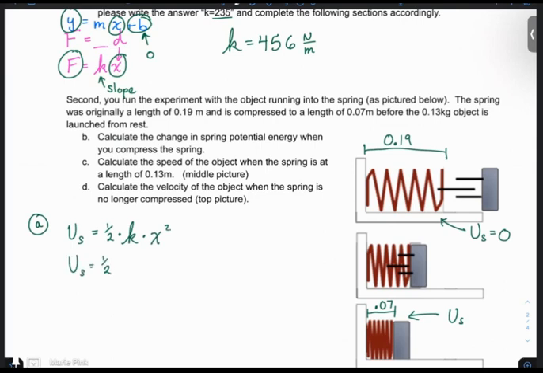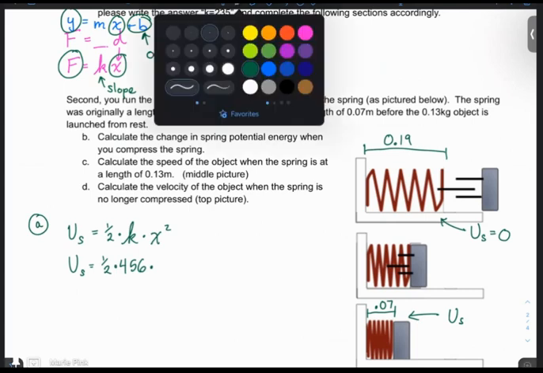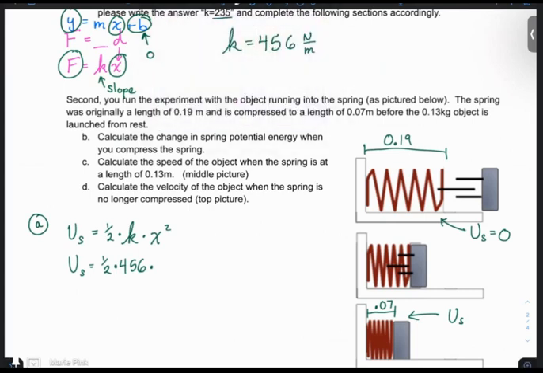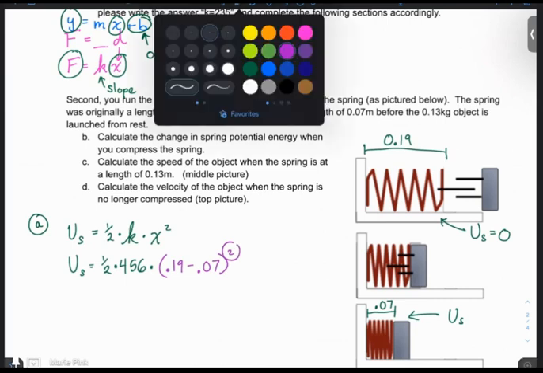My k value was 456. And then for x, I need to find how much the spring was compressed. So it's not going to be 0.19, it's not going to be 0.07, it's going to be the difference between the two, because that's the change in length of my spring from it being in equilibrium or not compressed at all to the point that it's compressed. And then don't forget to square it. That's one of the common mistakes.